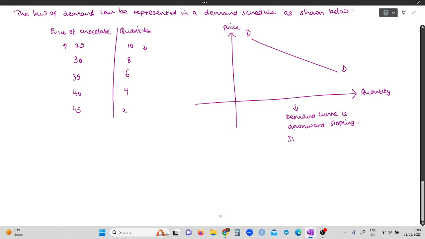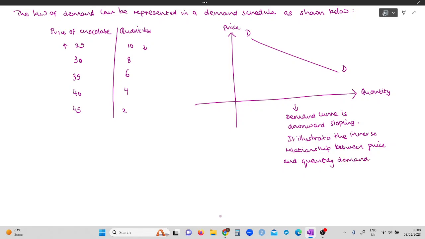It illustrates the inverse relationship between price and quantity demanded. Okay, so this is the graph, this is the diagram of the demand curve.